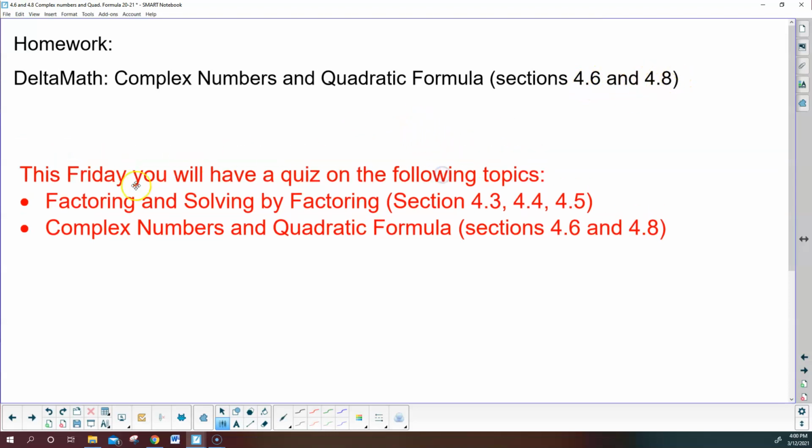And then just a quick reminder, on Friday, during your asynchronous learning, you will have a quiz that covers what we did on Monday. So factor and solve. And then what we did today, complex numbers and quadratic formula.